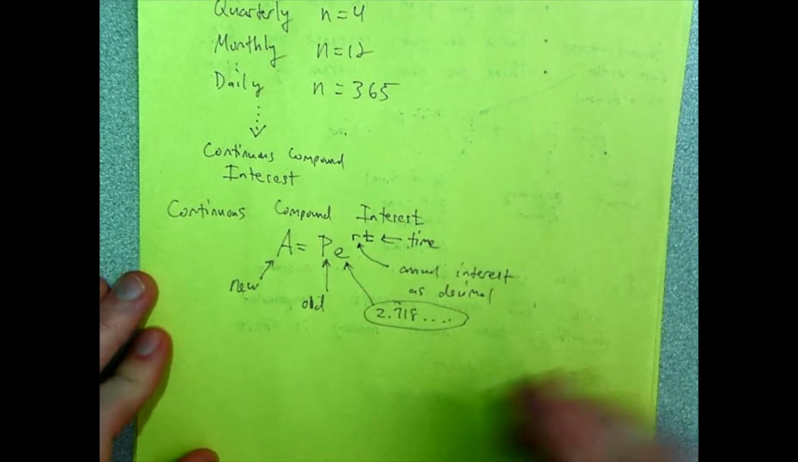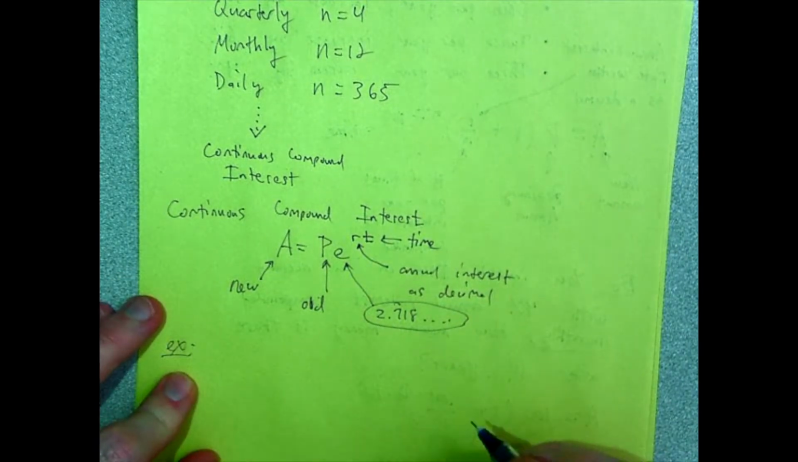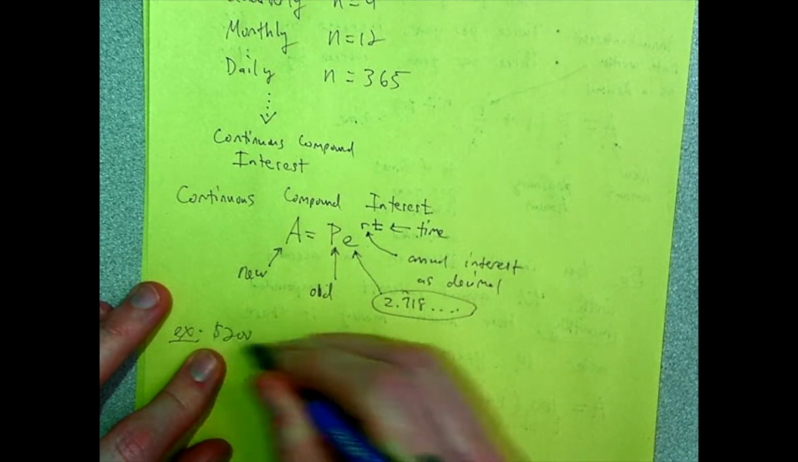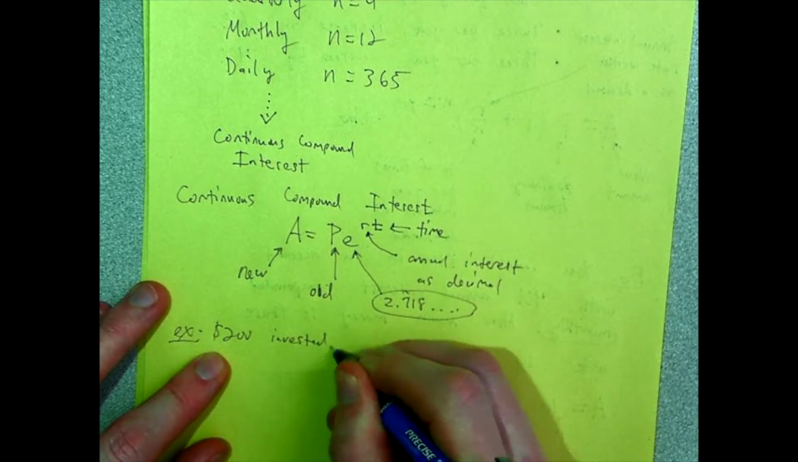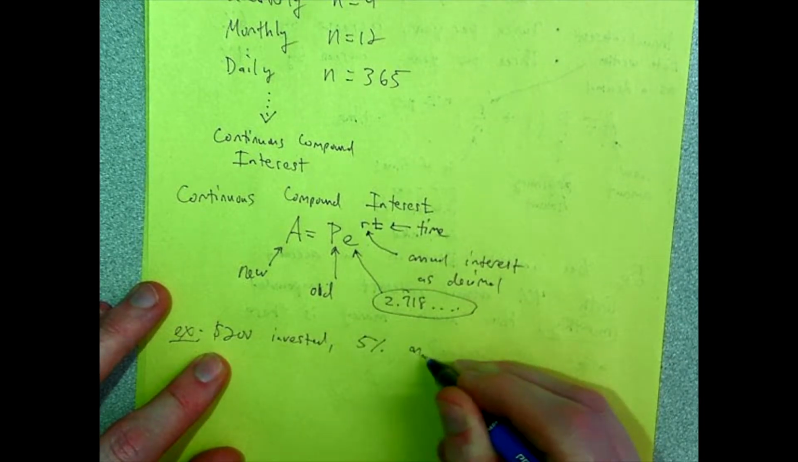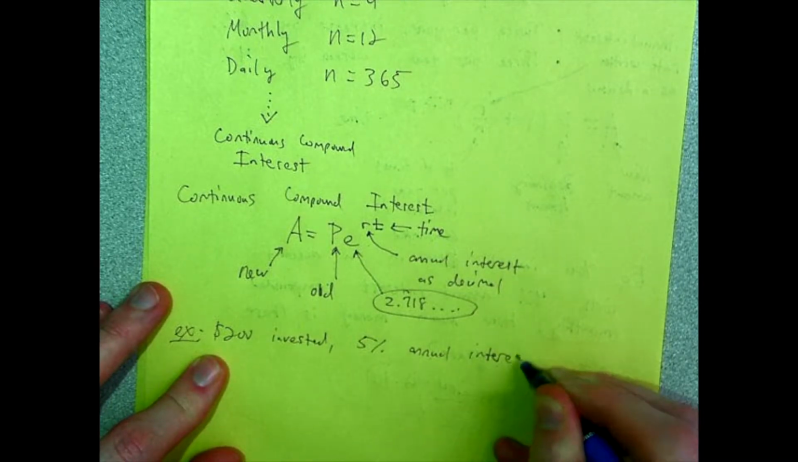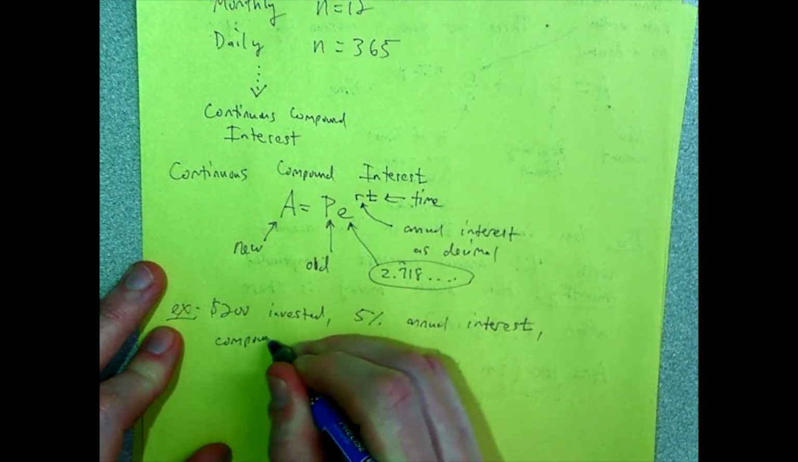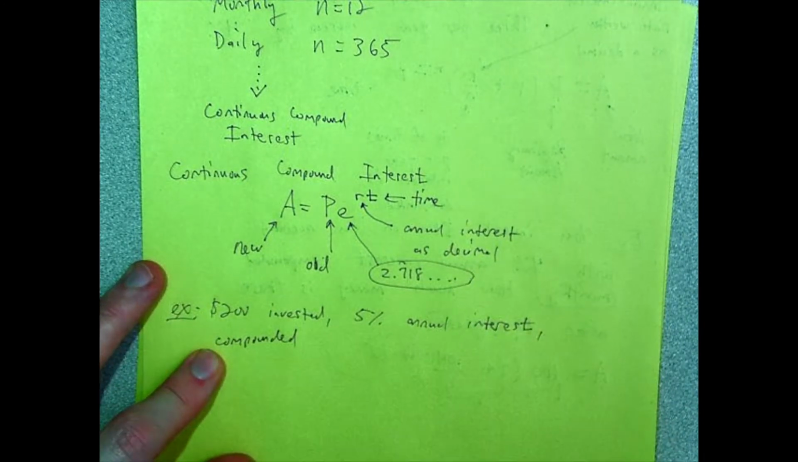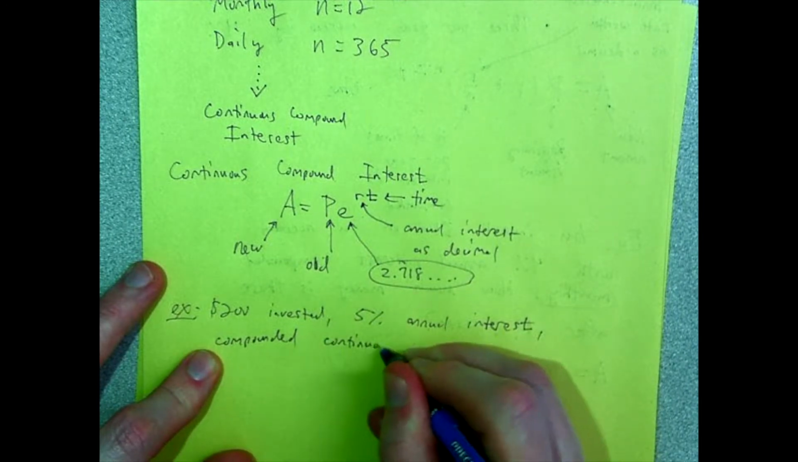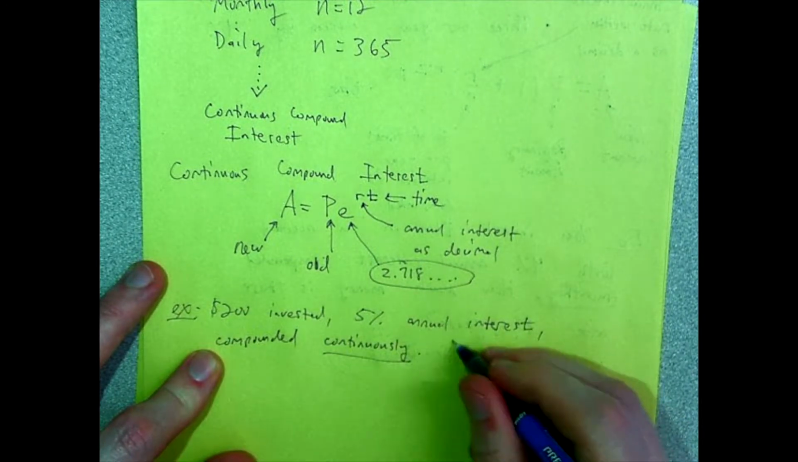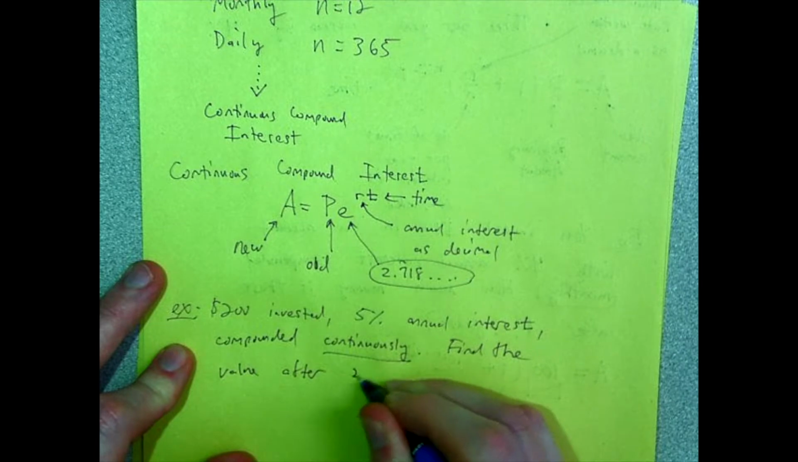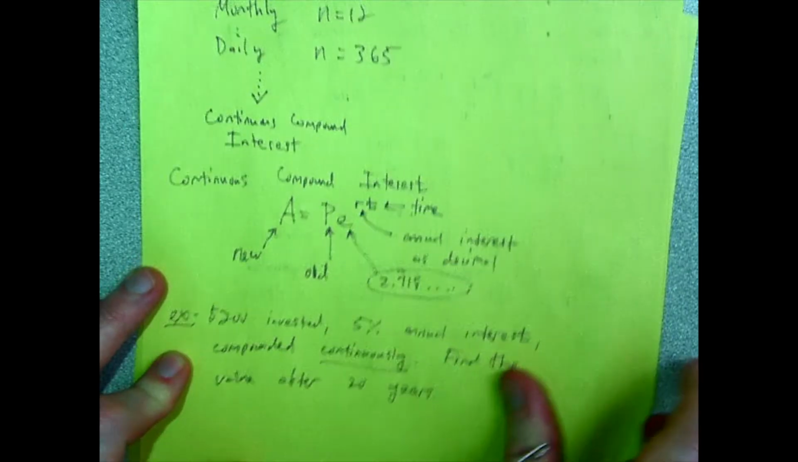So let's just do a fast example with this. Let's say that you have $200 invested into some account, and let's say that it's 5% annual interest. So you put $200 in, it's got a 5% annual interest rate. But let's say that it is compounded not monthly, not yearly, not quarterly, but continuously. And let's say find the value after 20 years.